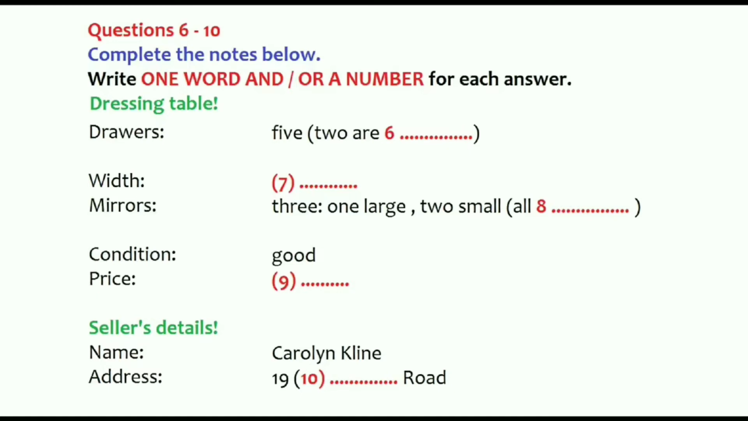Could I call round and have a look later today? What time were you thinking of? In about half an hour. Oh, yes, that's fine. By the way, my name is Carolyn Klein. It's on the gate at the front of the house. Klein. Is that K-L-I-N-E? That's right. And I live at 19 Domain Road.